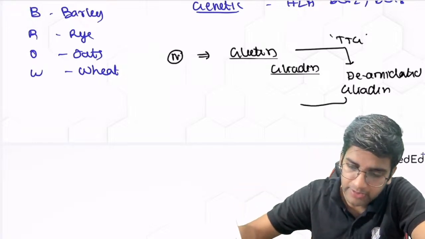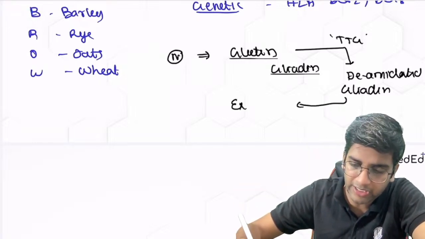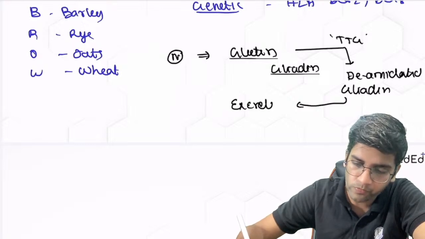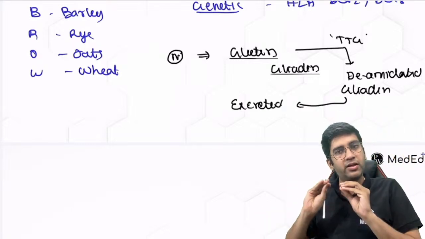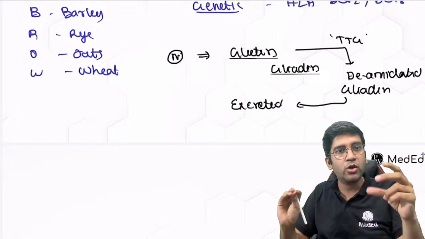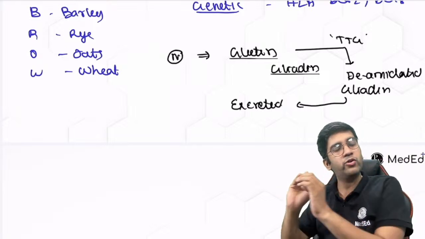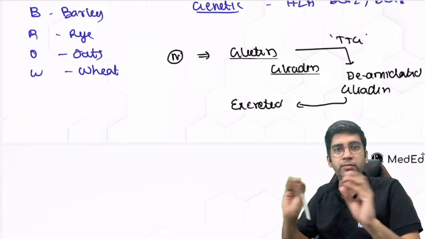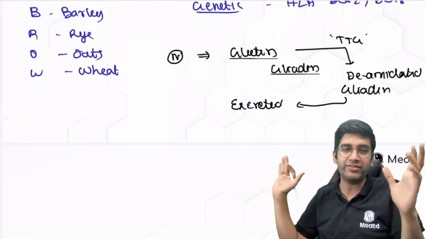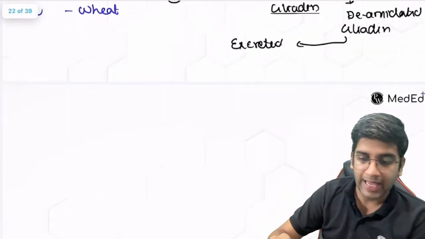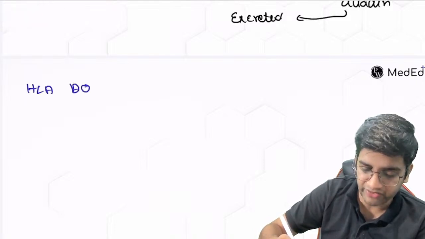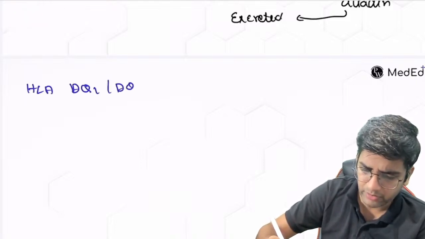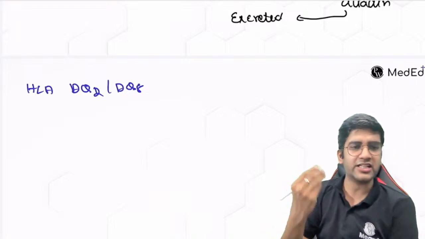So in a normal person, this deamidated gliadin will be excreted because my genetics knows that I don't want to digest it. It's a dietary fiber of the wheat or the oat or barley or rye. I'm going to push it outside. I won't absorb it. I won't interact with it at all. I'll leave that. So if a person has HLA DQ2 and DQ8, the body reacts a bit differently. The same HLA molecule, but the body reacts slightly differently.